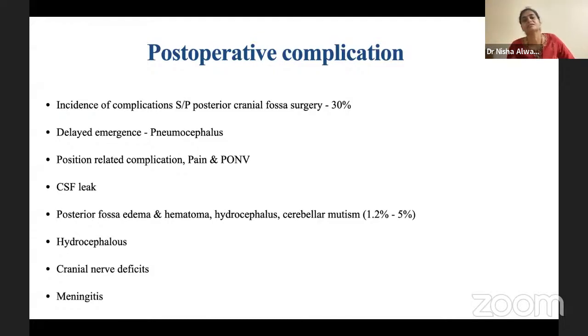Other than these, there are somewhat later postoperative complications of significance, like CSF leak and posterior fossa edema. Many children with posterior fossa lesions get up, but they don't talk. Cerebellar mutism is one thing, especially with the midline, a lot of vermian dissection, we find the patient is almost mute. It's called posterior fossa syndrome. So the patients don't talk postoperatively.